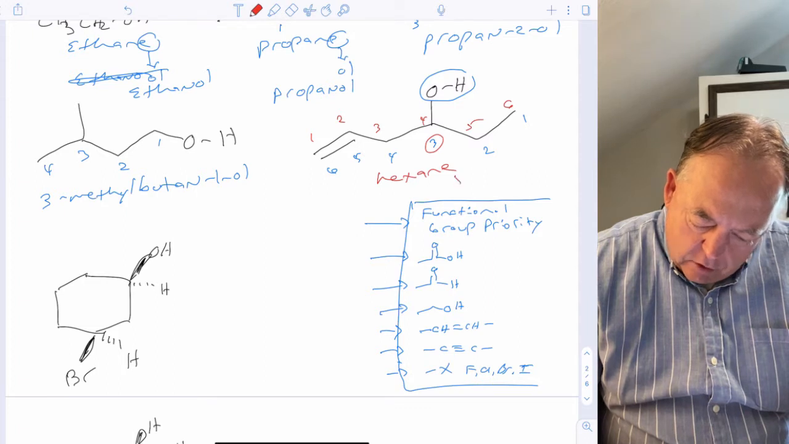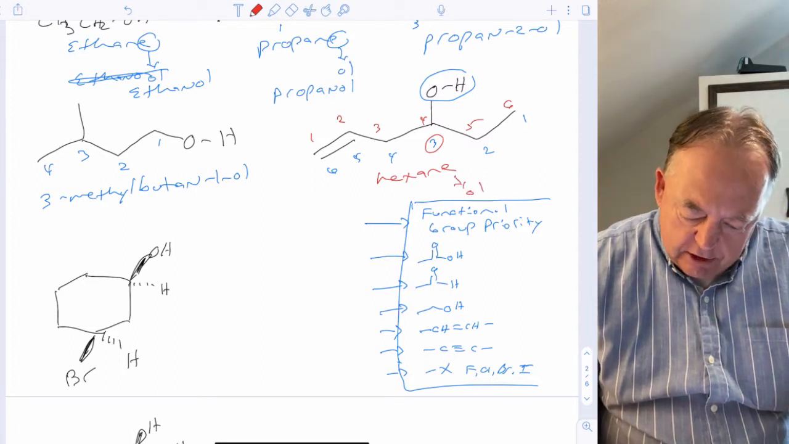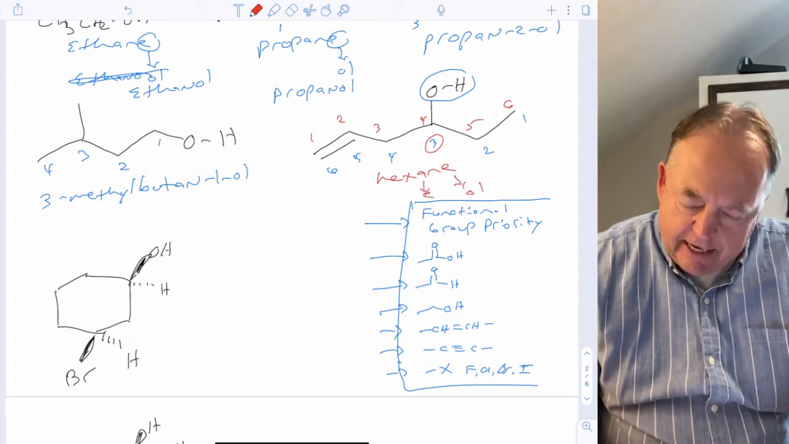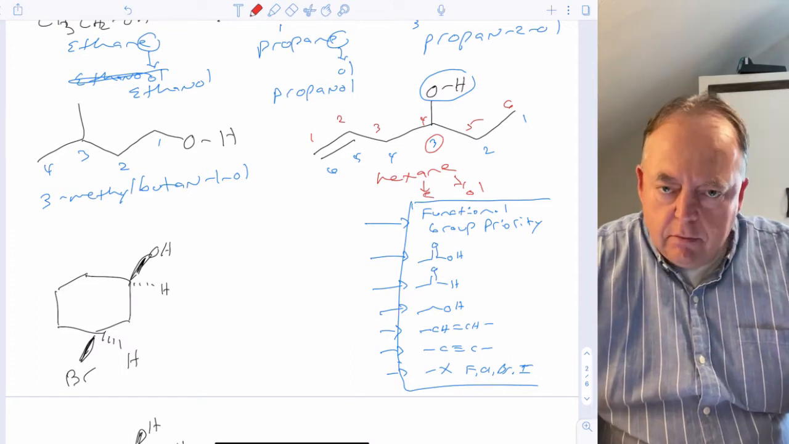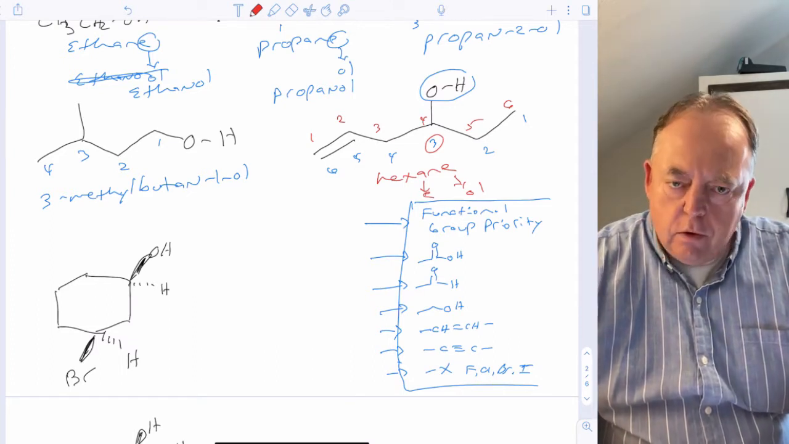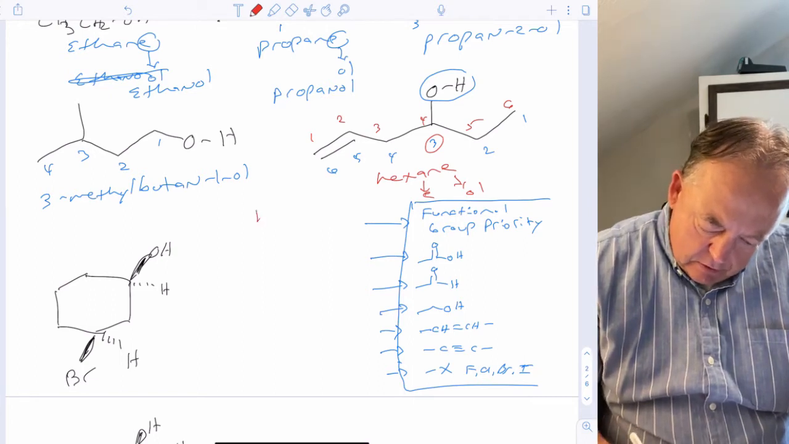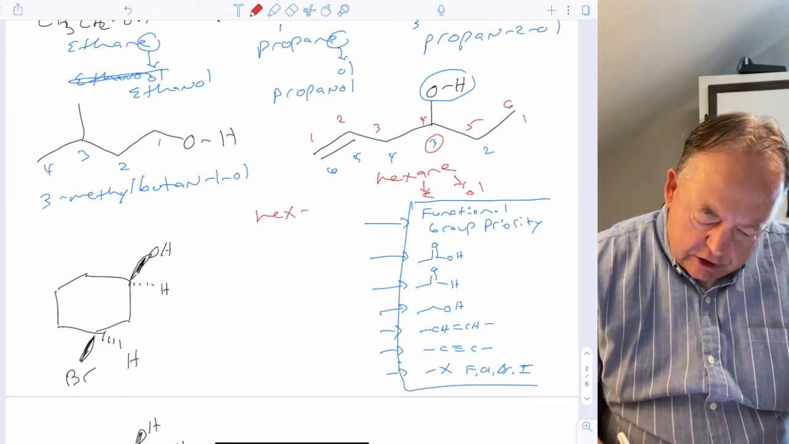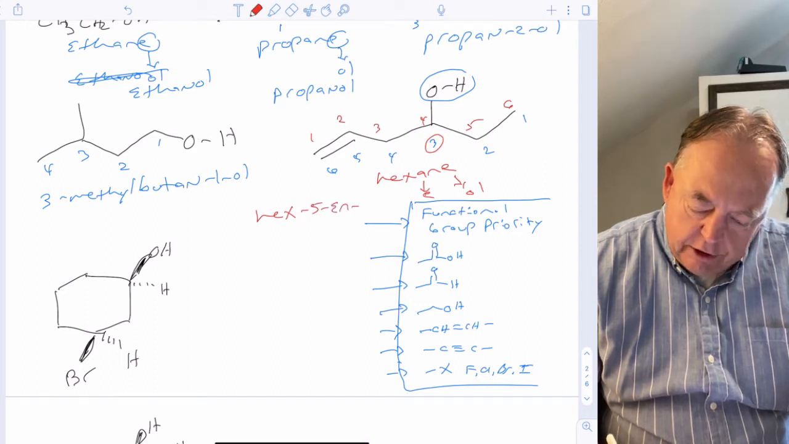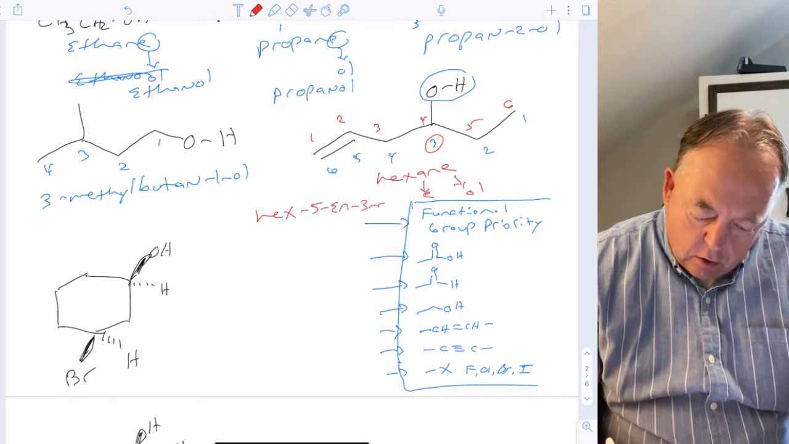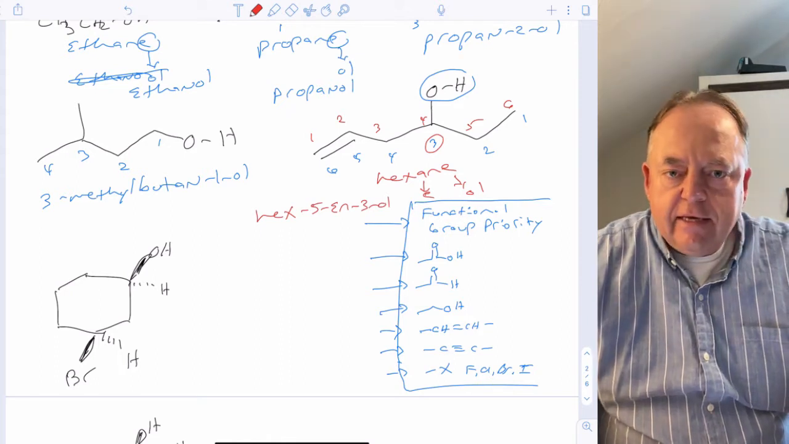To take care of the alcohol, change the E to OL. To take care of the alkene, change the A to E. And then put a number before each of those letters to indicate where it's at. So this would be hex. The double bond starts at carbon number 5, so 5-en, and then the OH is at carbon 3, so 3-ol. So that would be hex-5-en-3-ol.